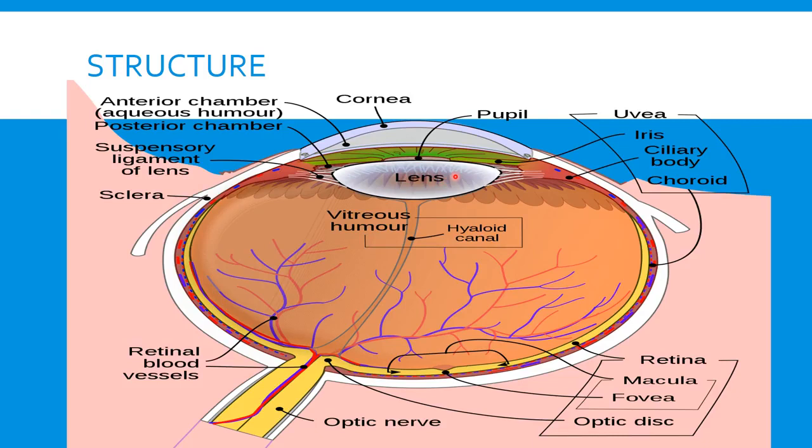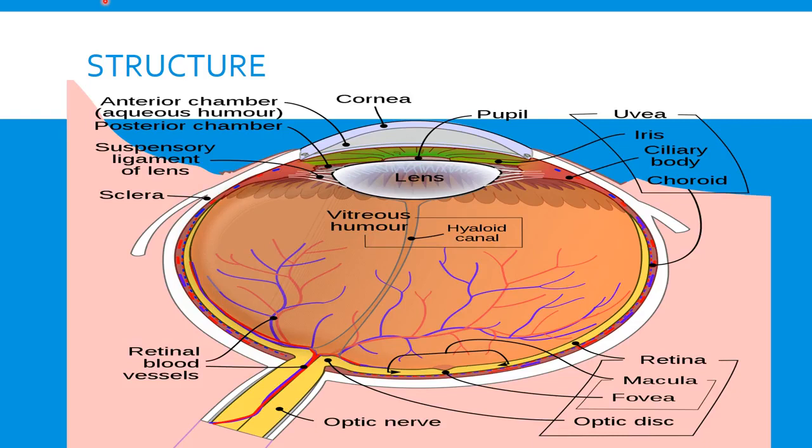It is one of the refractive media of the eye. It contributes about 15 diopters of the total refractive power, which is 58 diopters. The lens also plays an important role in the process of accommodation.